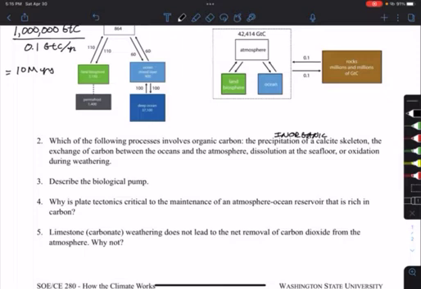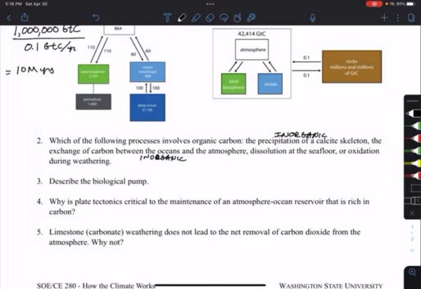So that too is an inorganic process. If I can spell today, hold on. Inorganic. And now dissolution at the seafloor. This is essentially the opposite of precipitation. So it too is an inorganic process.